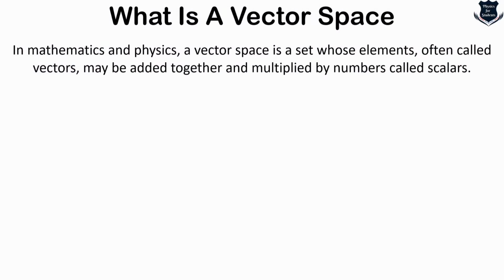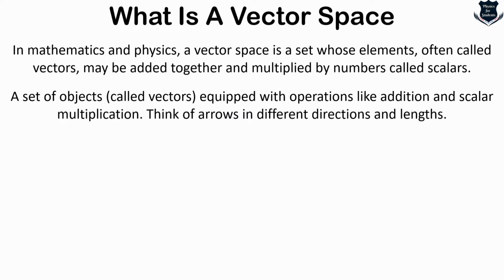Before going into topological space, we have to take a step back and understand what a vector space is. In mathematics and physics, a vector space is a set whose elements, often called vectors, may be added together and multiplied by numbers called scalars. When we start with vectors, definitions, addition, multiplication and different types of operations, we know what a vector space is. More simply, it is a set of objects called vectors equipped with certain operations like addition and scalar multiplication.